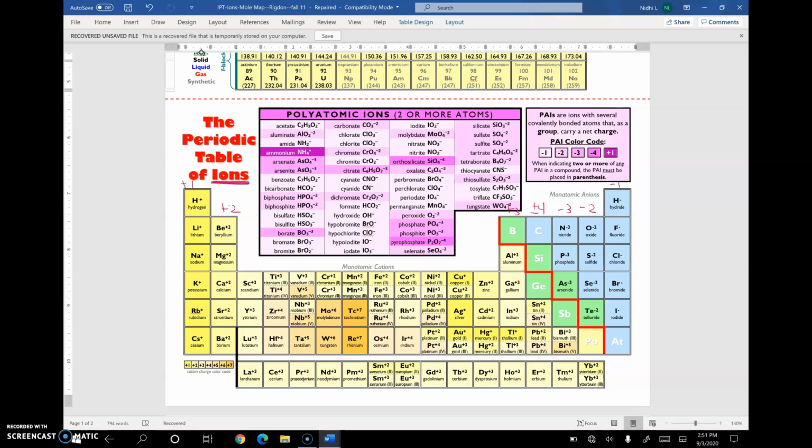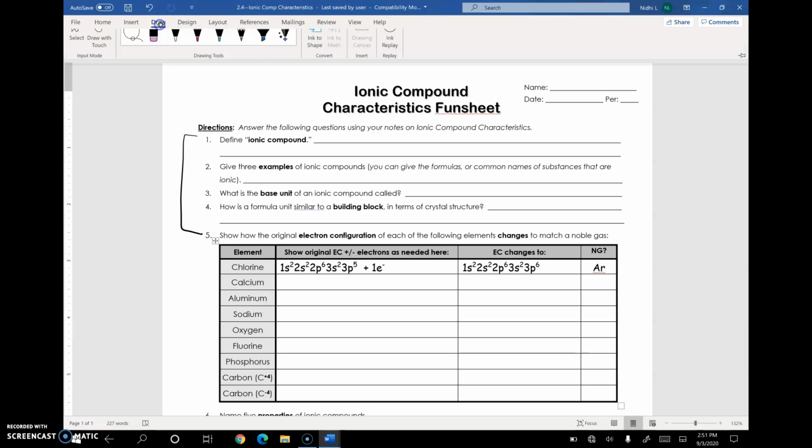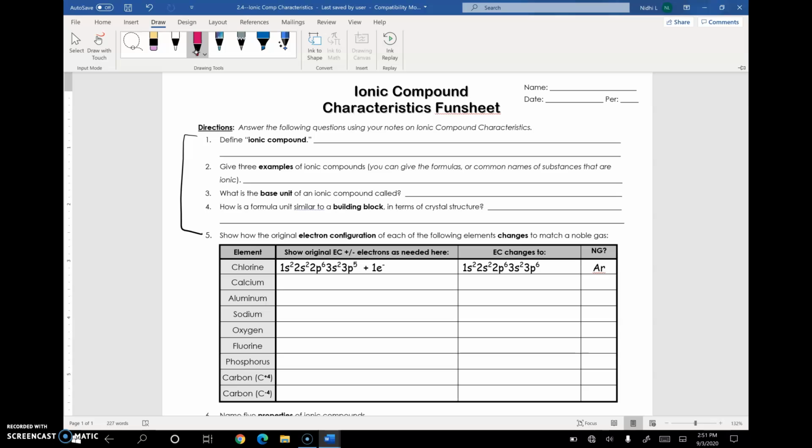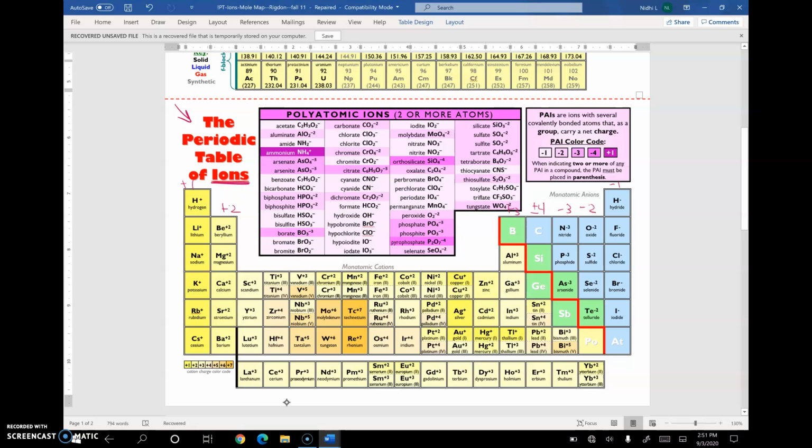Now let's go to that worksheet, and we are going to be using these charges. The top part you can get from the notes, that's not a problem. So let's do this stuff right here. It says calcium, show original electron configuration. So let's go back to that periodic table and see what calcium's configuration is. Calcium is in period 4, and it's in the s orbital, so this is 4s2.